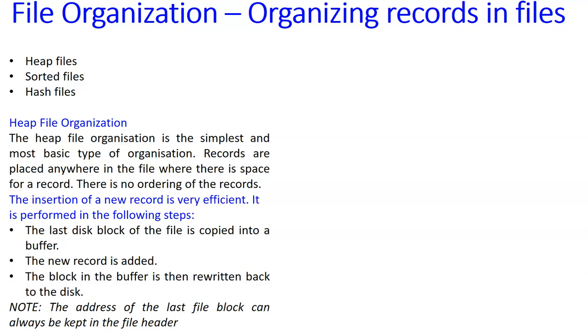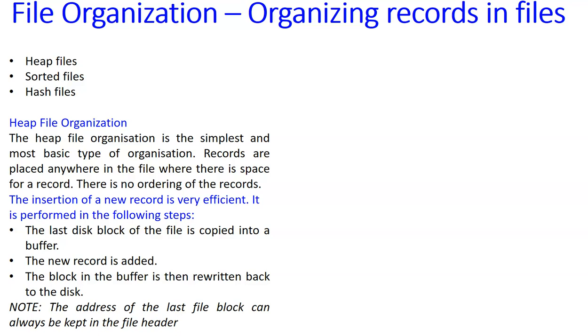So the heap file organization is the simplest and the most basic type of organization. Here, the records are placed anywhere in the file. So in other words, where there is space, that is where the records are placed. So there is no ordering of the records. The records are not placed in any particular order, okay? Wherever there is space, that is where the records are put. So the insertion of a new record is very efficient. Why? Because wherever there is space, that is where the record will be dumped.